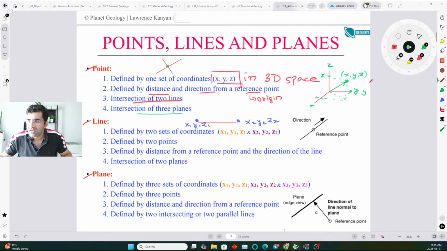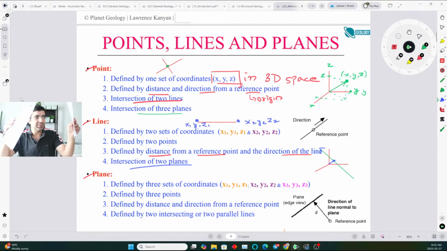A line is defined by two points, or by distance from a reference point and direction of the line. So again, if your reference point is the origin and there is a line going like that, you can say the line is pointing in that direction. And for the distance, what is the distance from the origin? You can draw a perpendicular from the origin and you get a distance from the point. Two planes will intersect in a line. So for example, if you have this plane and this plane, they will intersect in a line.